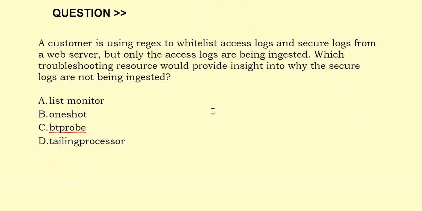The correct answer is option A. Moving towards the next question. The customer is using a regex to whitelist access logs and secure logs from a web server, but only the access logs are being ingested. Which troubleshooting resource would provide insight into why the secure logs are not being ingested? Option A, list monitor. Option B, oneshot. Option C, BTprobe. Option D, tailing processor.